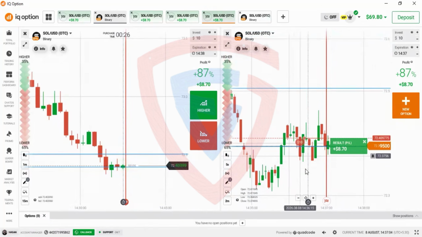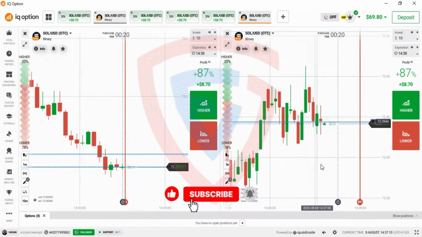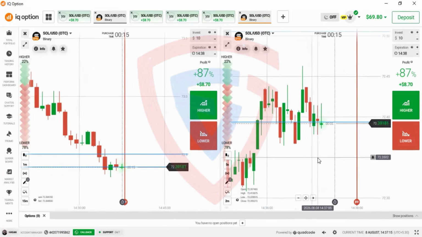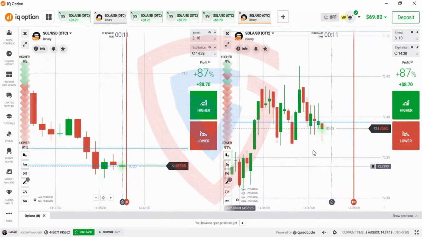So after making a new low, it retraced. I placed my trade from this point. So still the market is at the level, but it closed in the level.